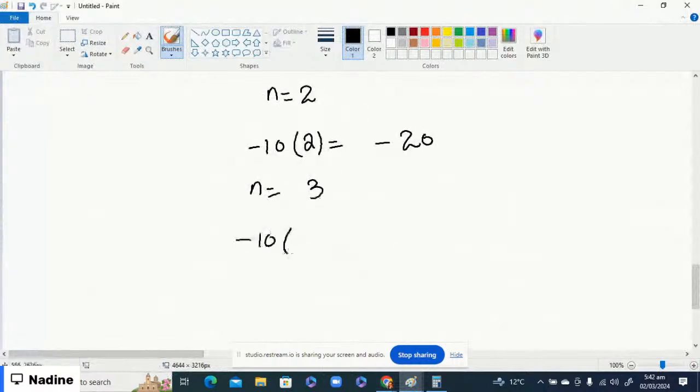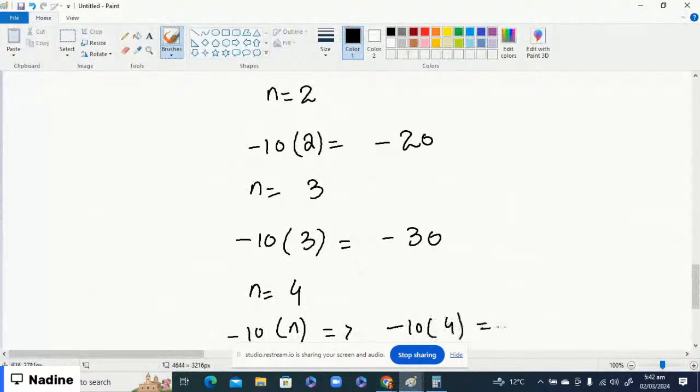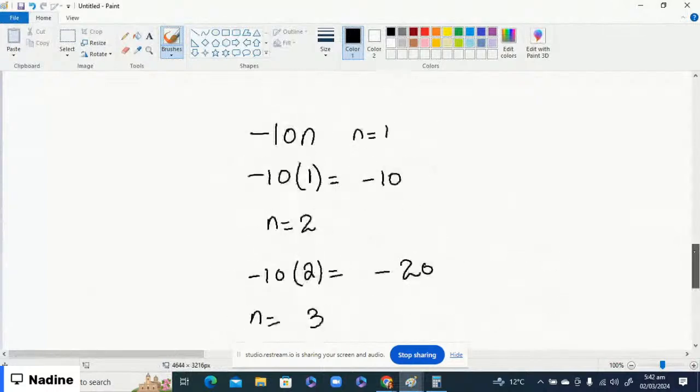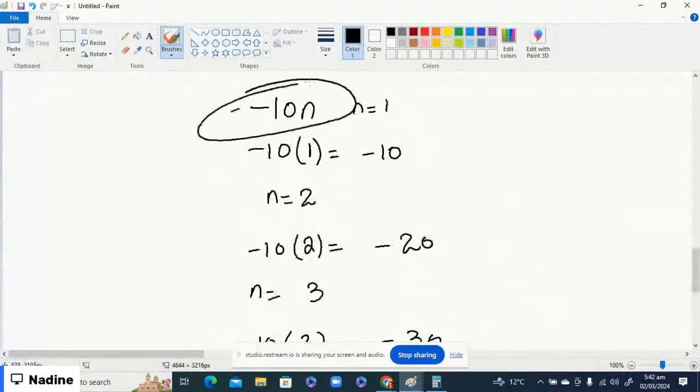Now you put n equal to 3. So minus 10 into 3 is minus 30. Now you put n equal to 4. So minus 10 into 4 would be equal to minus 40. This is the sequence pattern for that question, that is minus 10n. First we put n value 1, then n value 2, then 3, then 4. It's all up to you which value you choose.